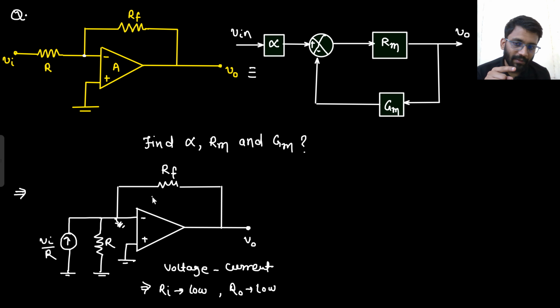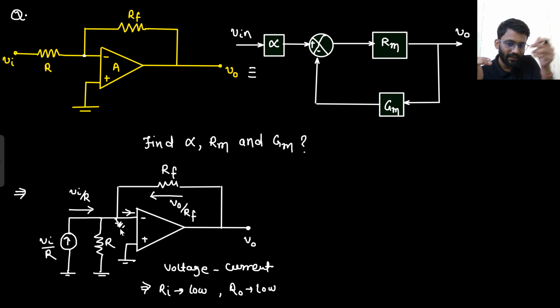So from output, what is the current coming? That is Vo by Rf. This is your Iin current that is coming, Vin by R. And since this is grounded, R will not eat up any current. So the current will go like this. Vin by R plus Vo by Rf is the current going. But I need Vin by R minus some current, because here there is minus. So I will take the direction to be opposite. This direction I will take and the value of current is Vo by Rf.